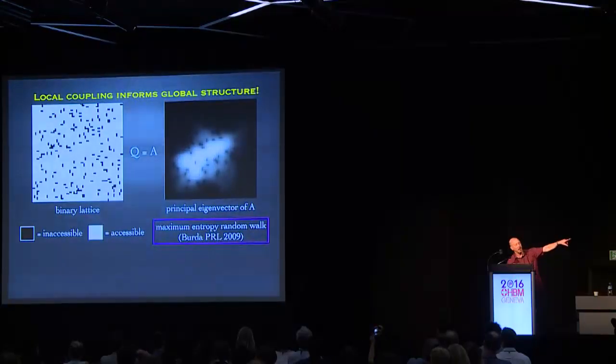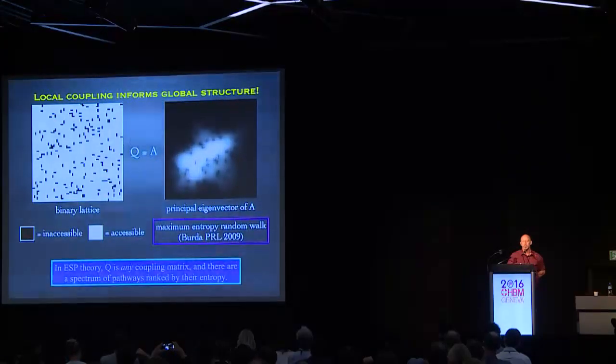I don't have a pointer that works, but you can see that there are open spaces that have higher probabilities because there are more pathways there. This is actually called the maximum entropy random walk, discovered by Burda, but it actually turns out it has nothing to do with a random walk. It simply has to do with prior information.